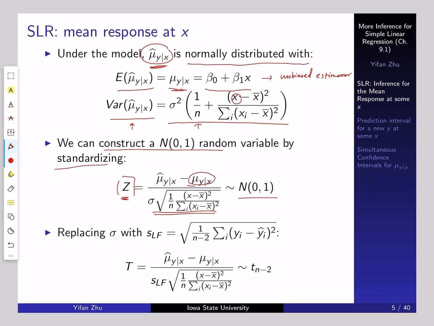But we don't know the true sigma in the model. Last time we talked about how to estimate the sigma parameter, and we used the S to estimate the unknown standard deviation sigma. So we replaced the sigma with S by plugging it into this form. And this big thing has a different distribution. It is no longer normal 0, 1. It will be a t distribution with n minus 2 degrees of freedom. And this would be our test statistic.